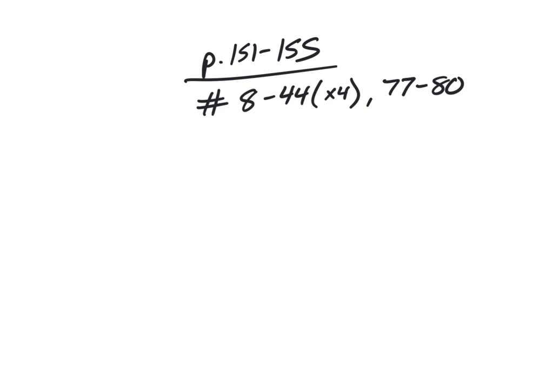Starting at number 33 is when they're asking you to do 2 parts. Part A is slope-intercept form. Part B is standard form. So make sure you do both A and B when you get to those.